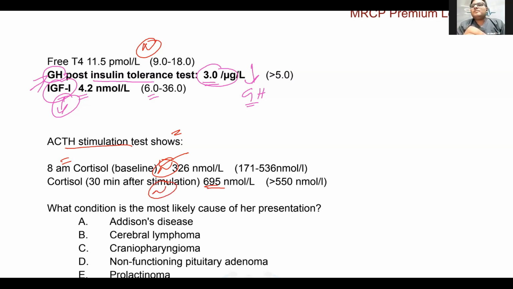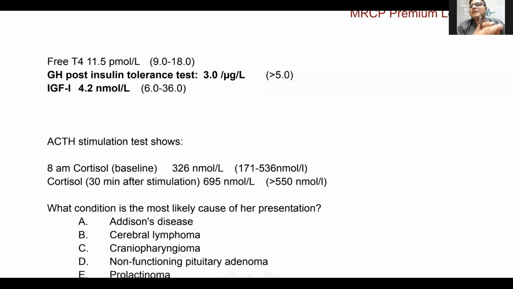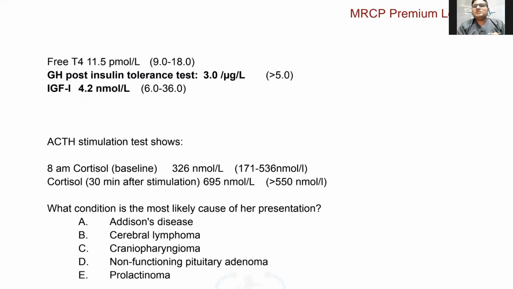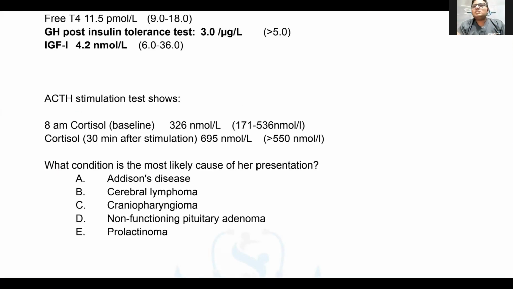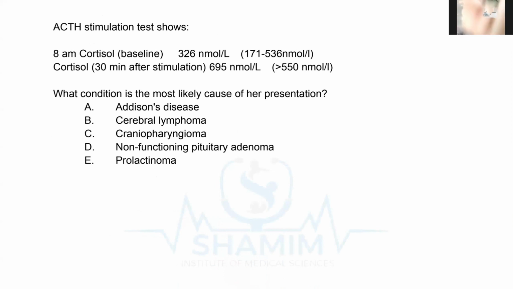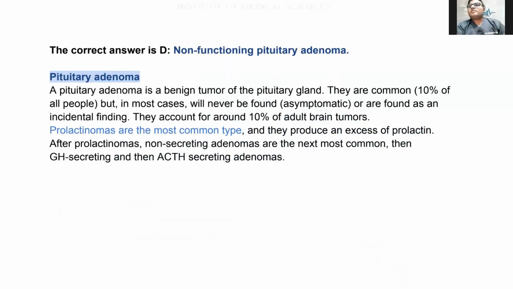Okay. So the problem: what is the most likely cause of this presentation? First answer is Addison disease. Next is cerebral lymphoma. Third option is craniopharyngioma. Fourth is non-functioning pituitary adenoma. And the fifth answer is prolactinoma. Okay. So the answer here is non-functioning pituitary adenoma. This is a scenario of non-functioning pituitary adenoma. The correct answer is non-functioning pituitary adenoma.